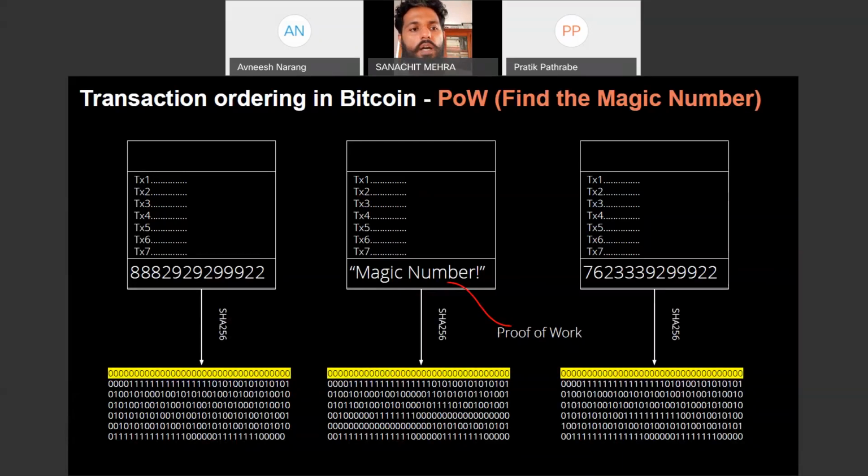How are we going to use our newly revealed cryptographic hash function? What you see here are essentially the ledgers. You have three copies of the ledger, and you have transactions on each, right? You have transactions 1, 2, 3, 4, 5, 6, 7 in each of these ledgers, and you have a magic number. If you look at the ledger in the middle, you have a magic number. Now, what is this magic number? This magic number is the key to our consensus algorithm.